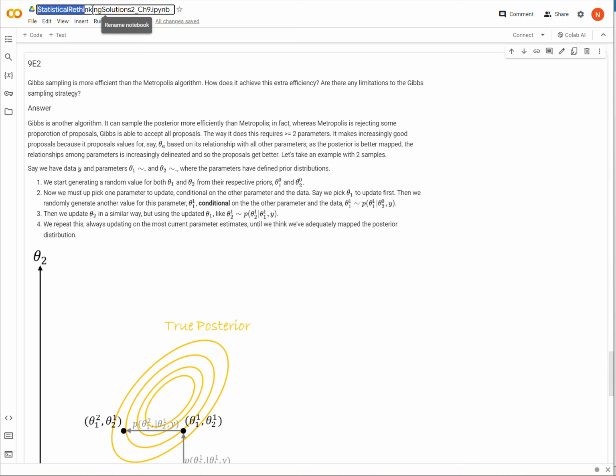So we are in Statistical Rethinking, second edition. We're in Chapter 9, in the easy questions, on 9E2. This chapter is all about these algorithms to solve Bayesian models or Bayesian probabilities.